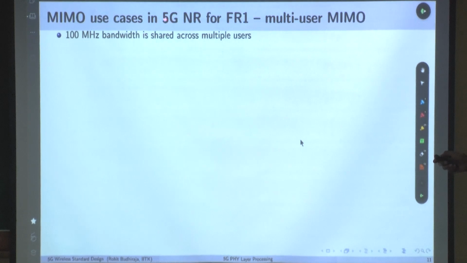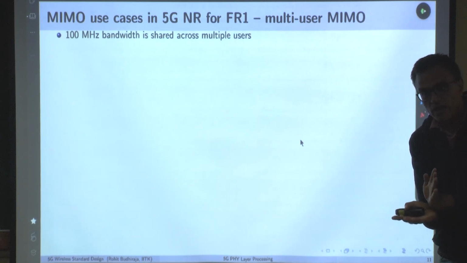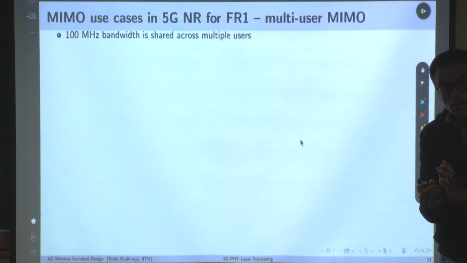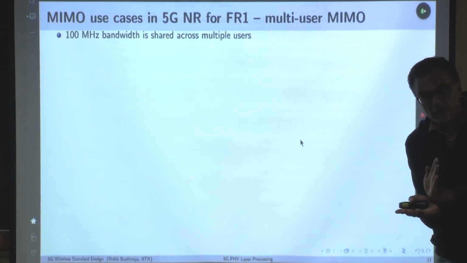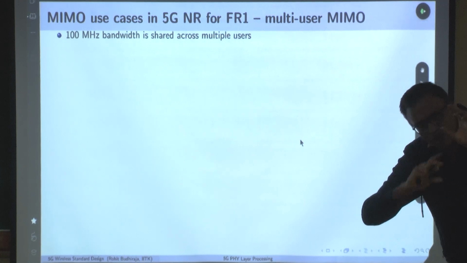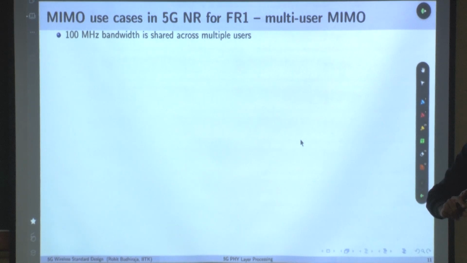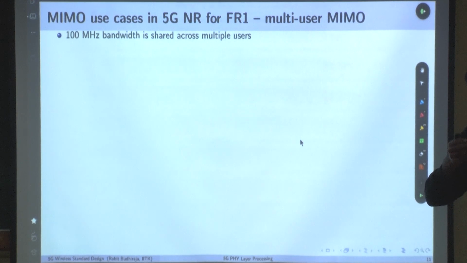So what is this MIMO use case in 5G NR for FR1, okay. We are looking at multi-user MIMO. This 100 megahertz bandwidth is shared across multiple users, okay. How are you able to share it across multiple users when you are using MIMO? Because you are doing completely digital processing, right. You can do this precoder design separately for each of the PRB, right, okay. And what is allowing us to do that?